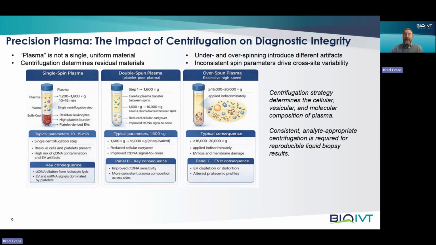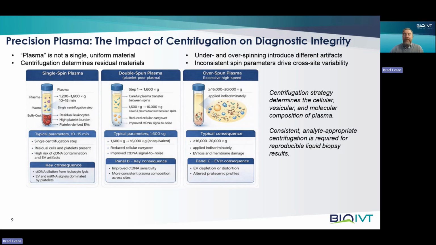So centrifugation is not just a cleanup step. It defines the cell, vesicle, and molecular composition of plasma. Underspinning and overspinning introduce different artifacts, and inconsistent spin parameters across sites drive real cross-site biological variability.